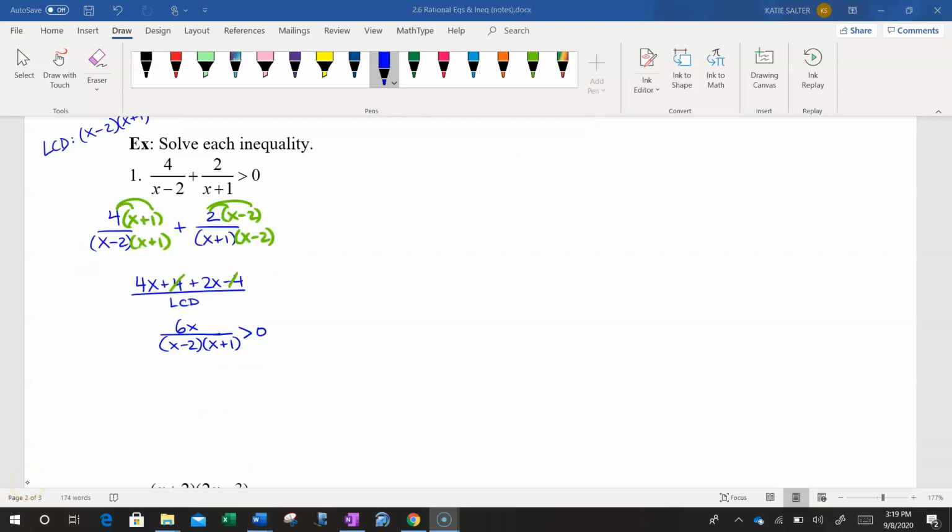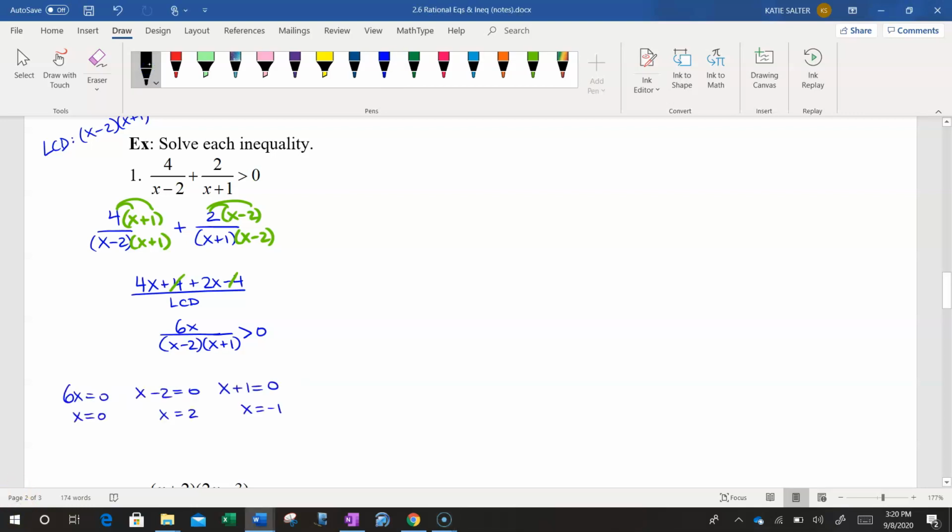So once we get to this step, what we're trying to do is figure out what would make this expression greater than 0. So in other words, if we were to look at the graph of this rational function, when is it positive? To do that, we're going to set each one of these factors equal to 0 so that we can get the actual zeros of each factor.